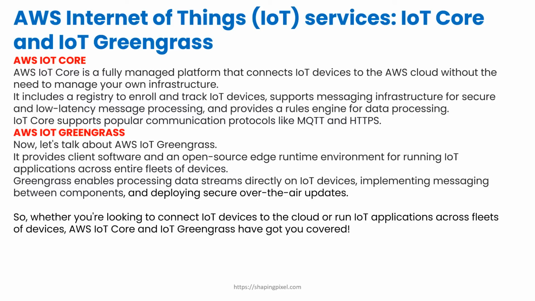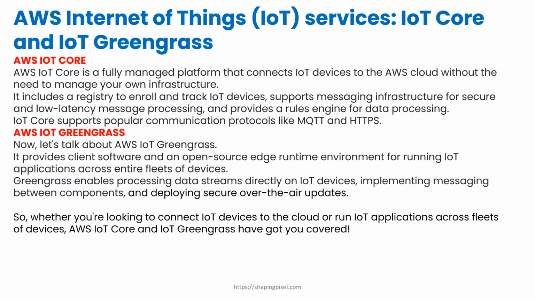AWS Internet of Things Services (IoT), IoT Core, and IoT Greengrass. AWS IoT Core is a fully managed platform that connects IoT devices to the AWS cloud without the need to manage your own infrastructure. It includes a registry to enroll and track IoT devices, supports messaging infrastructure for secure and low latency message processing, and provides a rules engine for data processing. IoT Core supports popular communication protocols like MQTT and HTTPS.